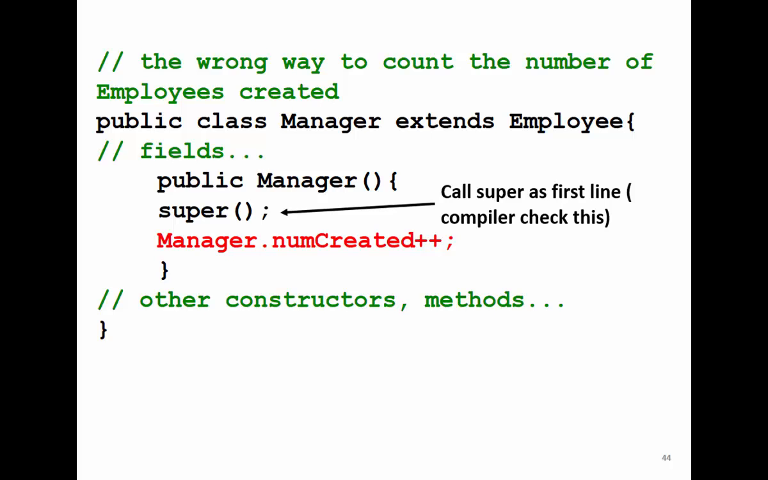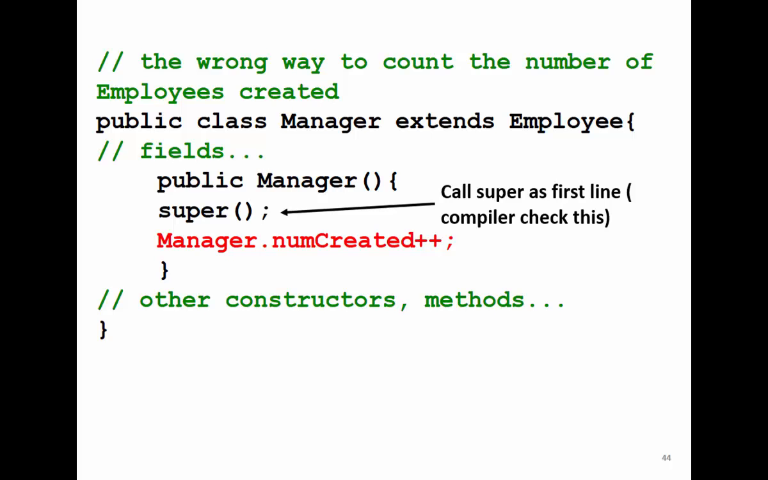Now numberCreated is a static field inside Employee, which is the superclass of Manager, and it's defined as protected. So Manager extends Employee, and Manager can access this static field, and there's only one copy of it.